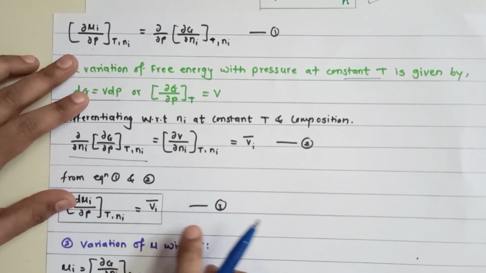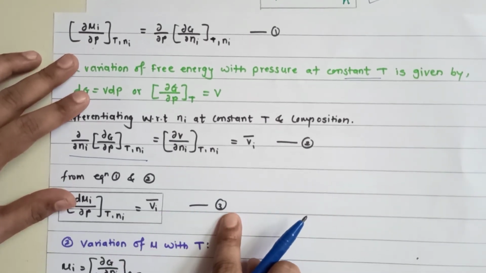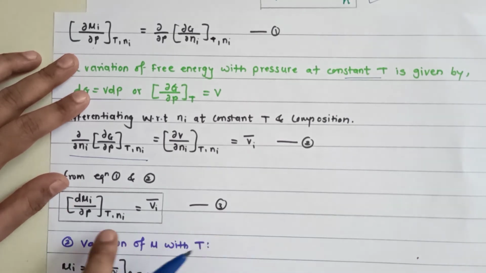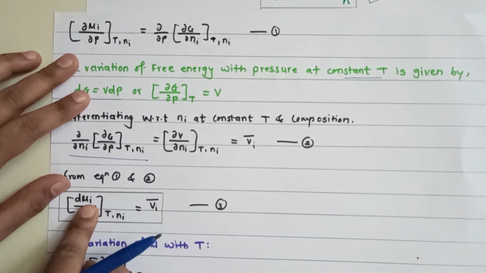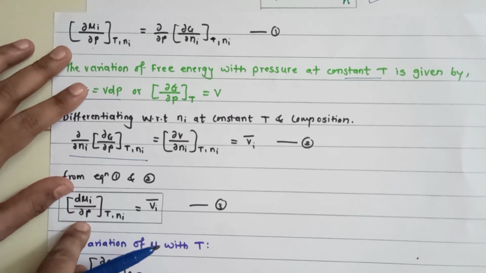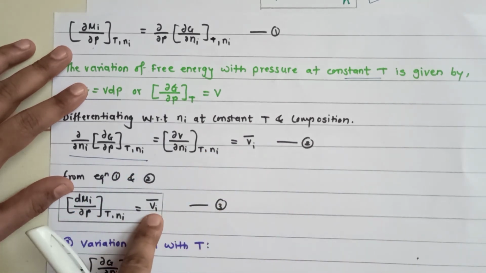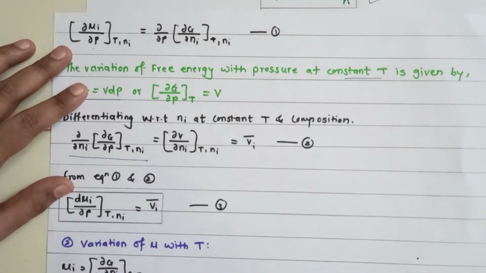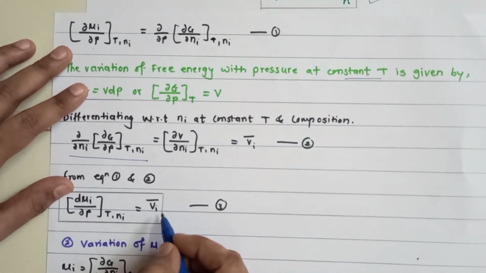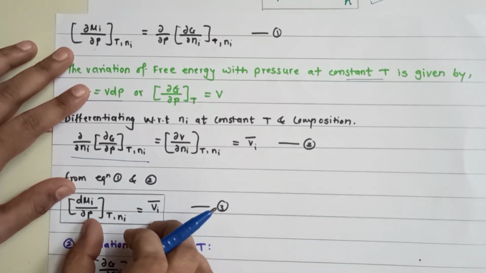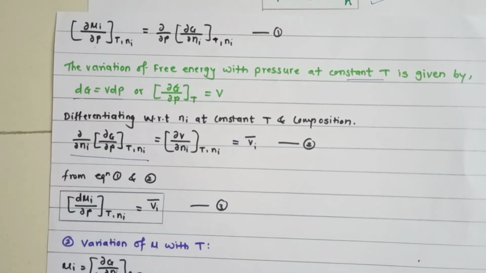Okay, so this equation 3 basically signifies that the rate of change of chemical potential with respect to pressure of any component of the system is equal to the partial molar volume of that component at constant temperature and composition. So we have derived this here. This is how we are going to study this particular equation.